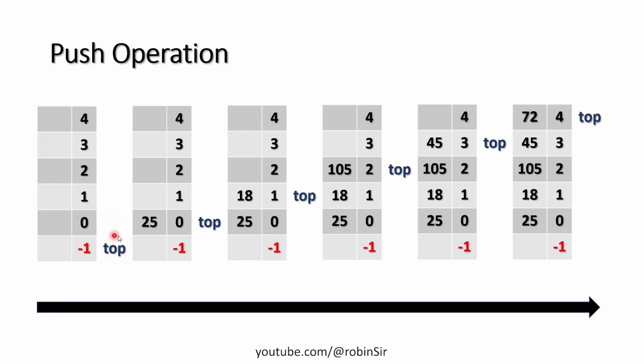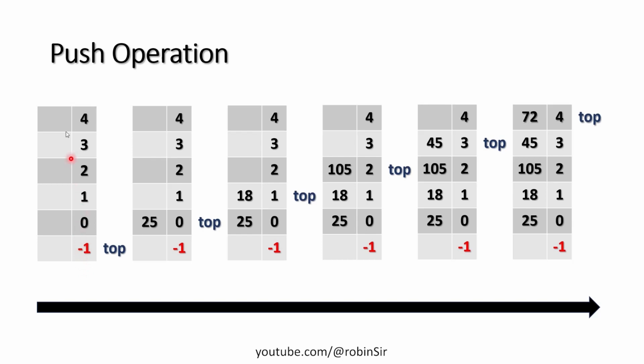And there is a variable top, which is always going to point to the topmost element. So currently, because we don't have any element in the stack, it is pointing to -1, which indicates that our stack is empty. So whenever top points to -1, it means that the stack is empty.